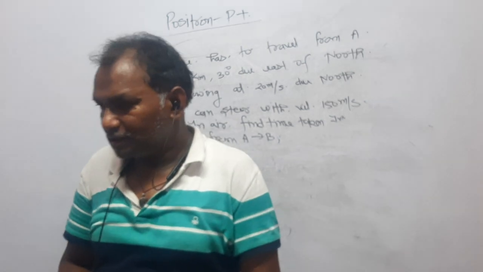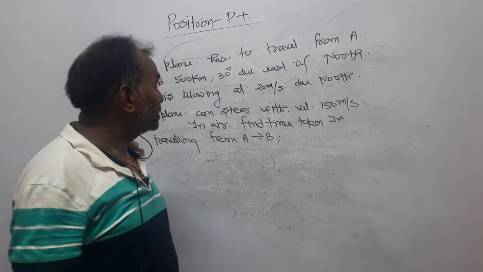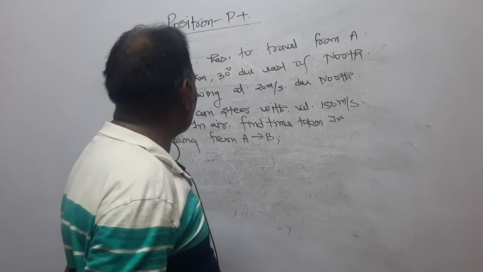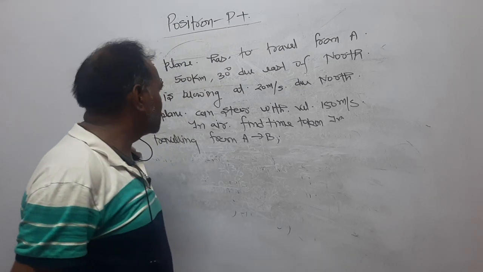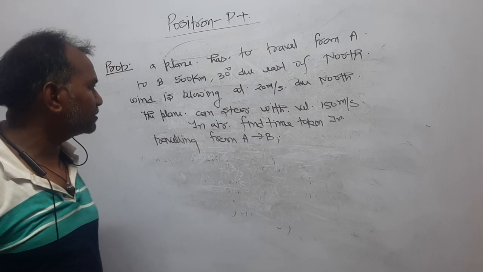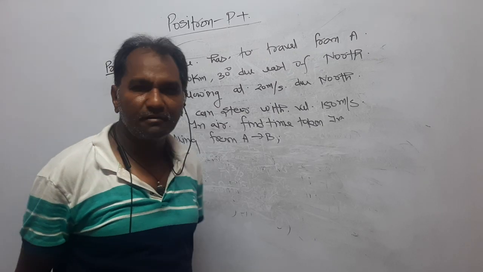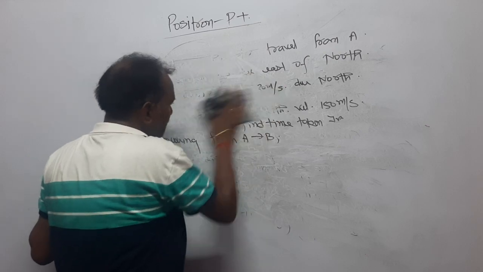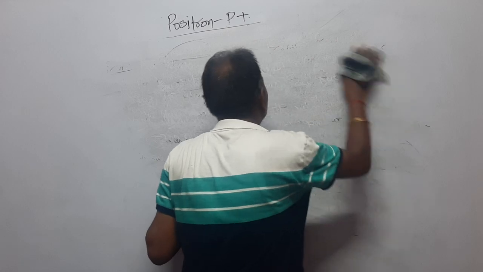This is the question. Dear student, let's talk about the question. Question is that a plane has to travel from A to B 500 km, 30-degree due east of north. Wind is blowing at 20 meter per second due north. The plane can steer with the velocity 150 meter per second in air. Find the time taken in traveling from A to B. Now, as usual, I am erasing the question and let's discuss the solution.